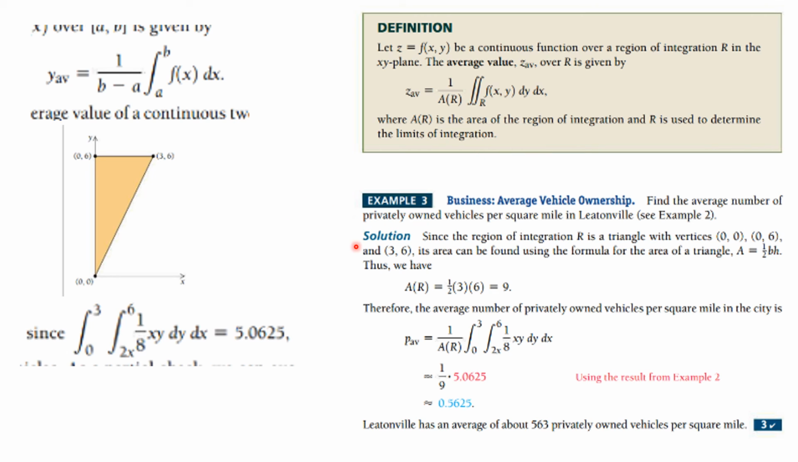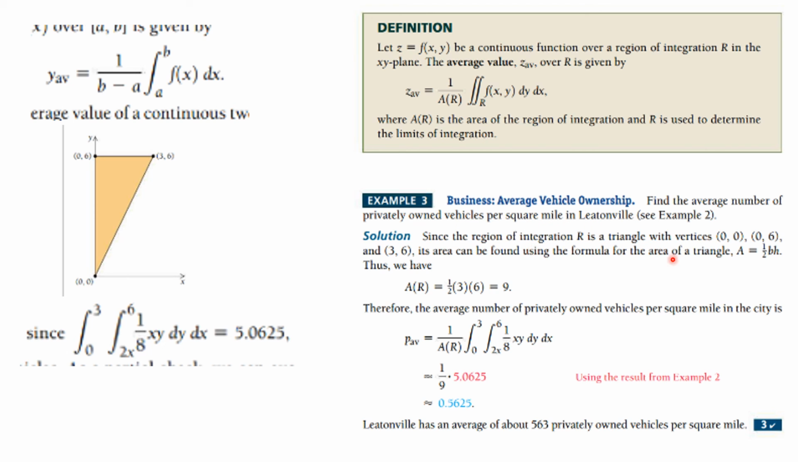Okay, so now we're going to revisit our example 2, but you might remember that this was what we had for the region, and we also calculated the function before. So we're going to find the average value, or the average number rather, of privately owned vehicles per square mile.